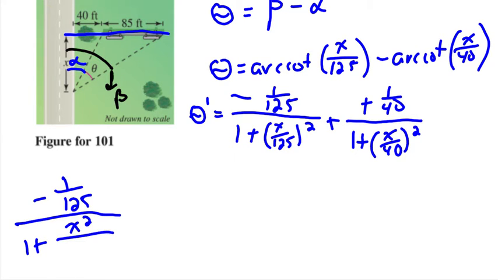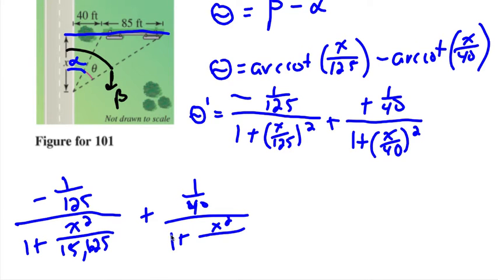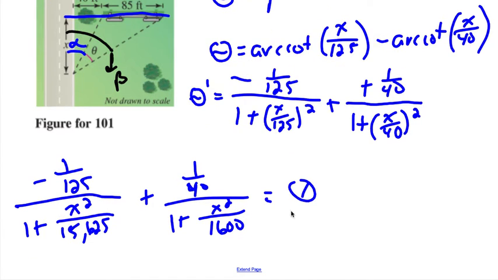125 squared gives you 15,625, I think, plus 1 over 40, that's a 4, divided by 1 plus x squared. 40 squared is 1600. I want to know where is that equal to 0.